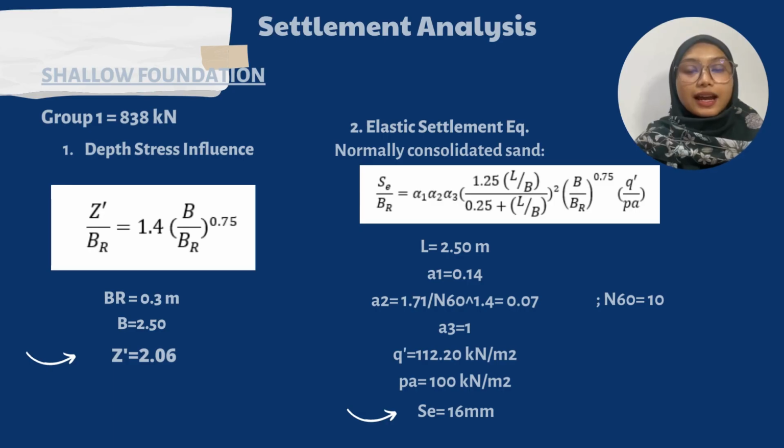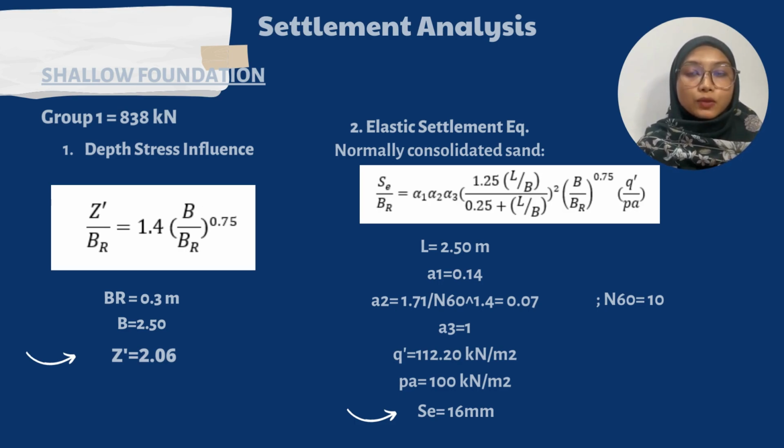Hi, my name is Norhana Syara binti Azman with metric number DF20148, and I will explain about the settlement analysis. So, for the shallow foundation, we use the method of Berland and Burbidge, which is for group 1, with the load of 838 kilonewton.